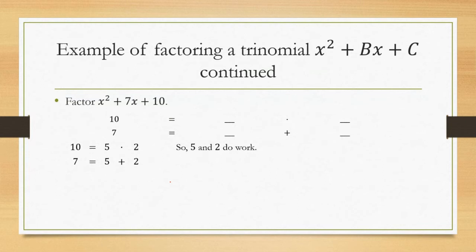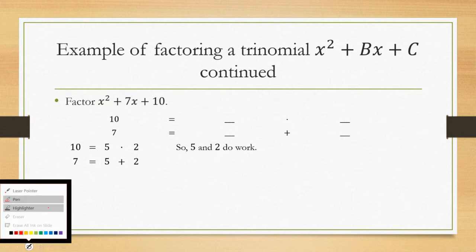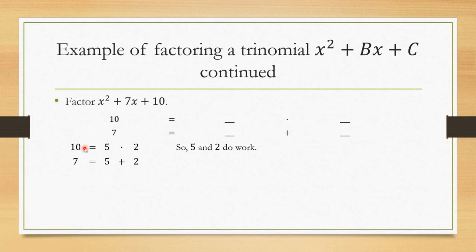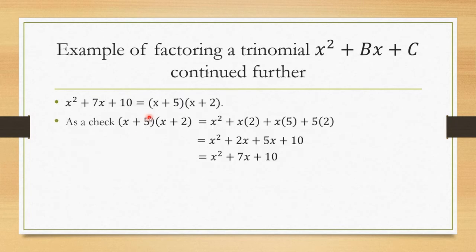Okay, do we give up? No, of course not. Let's try something else. How about 5 and 2? 5 times 2 we know is 10, and 5 plus 2 is 7. So 5 and 2 are the numbers that do work. Okay, that's great. So now what? As I said before, we just put the numbers in and factor it. Namely, x squared plus 7x plus 10 is x plus 5 times x plus 2.